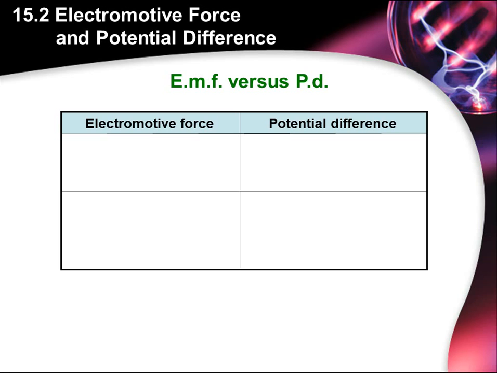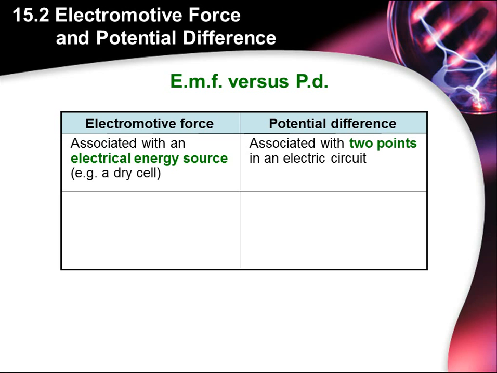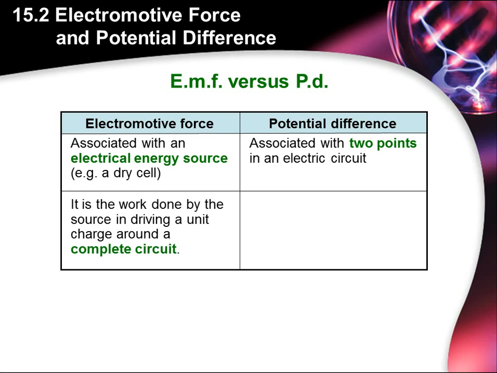Here's a nifty little table to state the difference between EMF as well as potential difference. EMF usually talks about an electrical energy source. It will be very much like the pump. It actually provides energy to the electrons in the circuit. Whereas the potential difference is usually measured across 2 points in the electric circuit. Why 2 points? Well, within these 2 points you could have a resistor. Within these 2 points you could have a light bulb. So within these 2 points, we're interested in what energy is changing there.